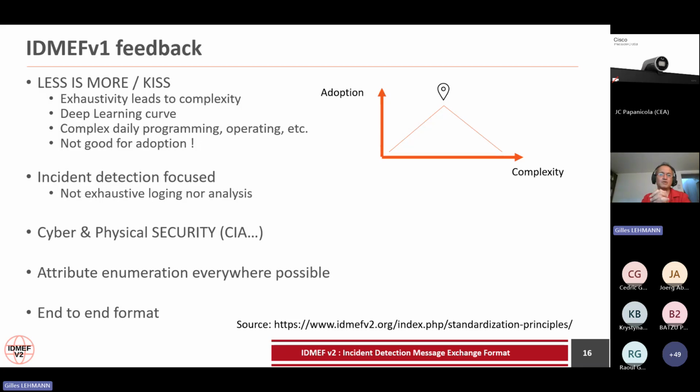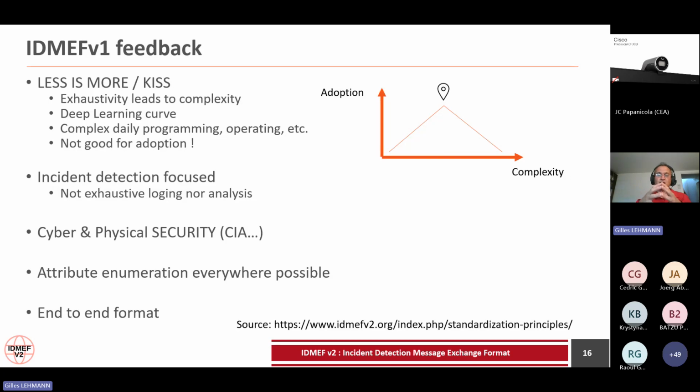So the first decision we took is to follow the "less is more" motto, or the "keep it simple, stupid" motto. The idea is that IDMEFv1 was done a long time ago, at the beginning of cybersecurity, and the reflex was to try to put everything in the attributes. So it led to a very complex format with a very deep learning curve. It was very complex to program, and that's not good for adoption.